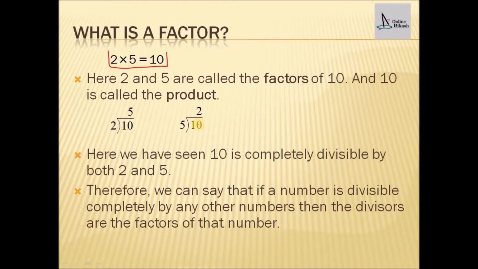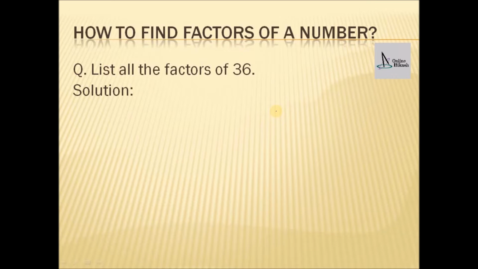Okay, say 12. In this case, if I try to divide this 12 by 3, I will get 3 4s are 12. It means 3 is a factor of 12. Similarly, if you try to divide it by 4, then also it will be divisible by 4 completely. So 4 is also its factor. By 6 you can divide, 6 is also its factor. By 2 you can divide the 12, 2 is also its factor. Okay? How to find factors of a number?